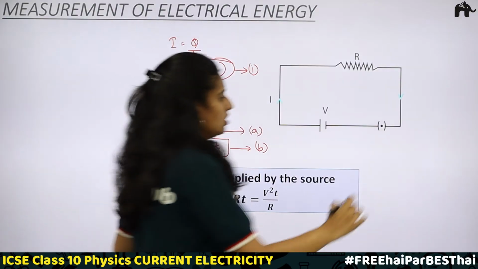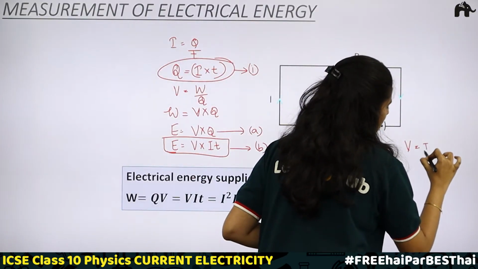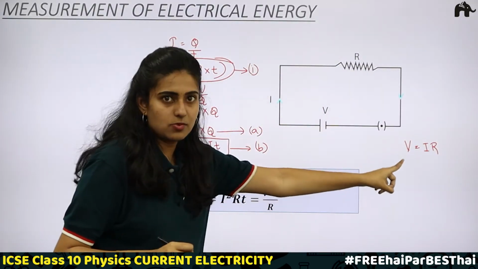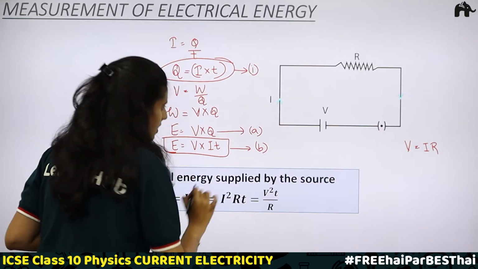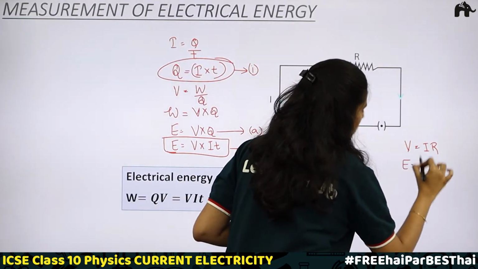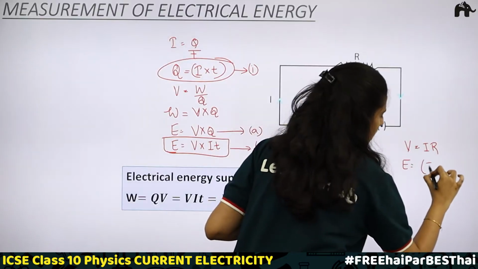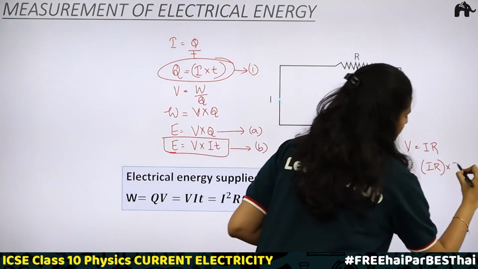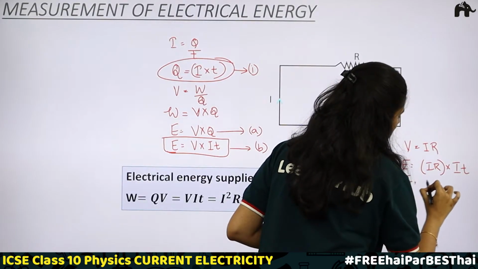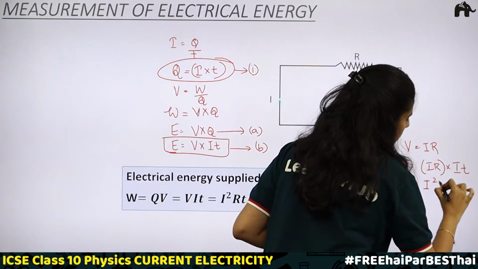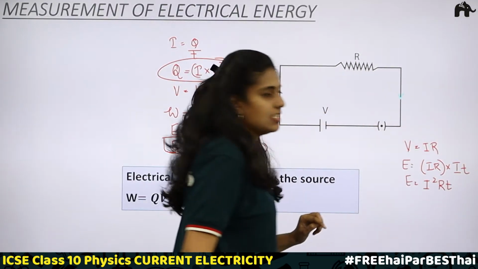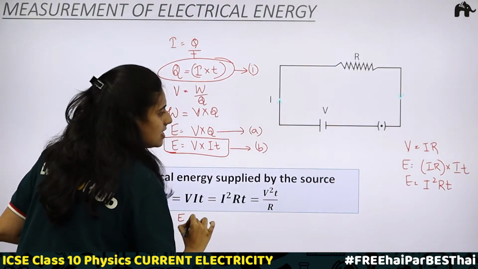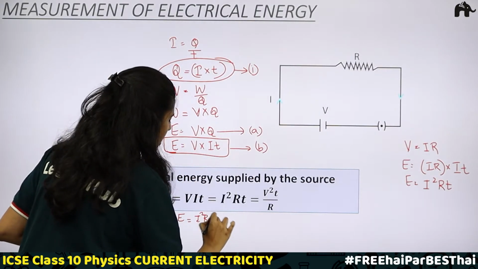Now to get the third equation, you are going to use Ohm's law. V is equal to IR. So in this equation, in place of V, we are going to substitute IR. Electrical energy E is equal to, in place of V, put IR, then you have I into T. E is equal to I into I, which is I square RT. E is equal to I square RT. Okay, so this is your third equation. Electrical energy E is equal to I square RT.